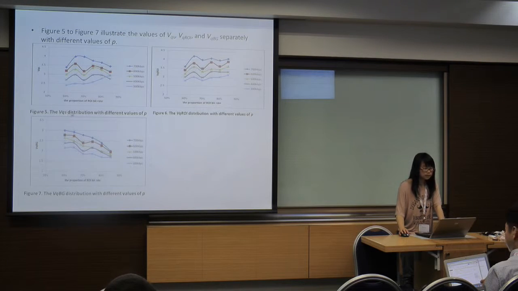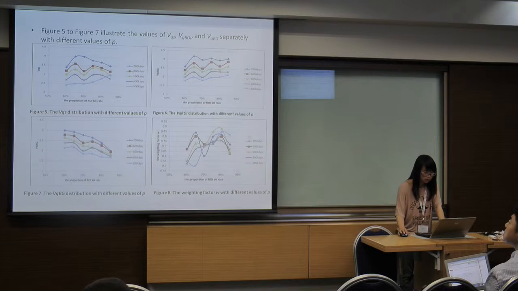The video QS means the video subjective quality. On the different values, we get the video subjective quality, and then the ROI bitrate and ROI VQ, which is the video objective quality, and then this is the non-ROI video quality. And then we use this to get the value of W. So this is on the difference. We got the W, which is the weighting factors with different values of P.